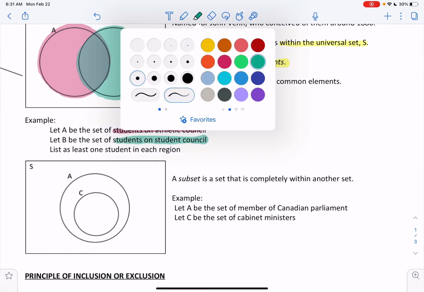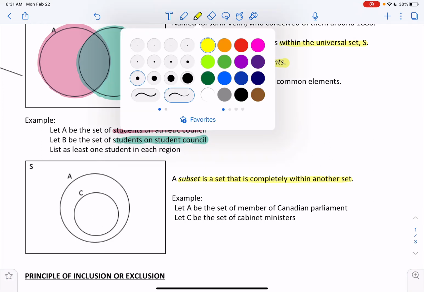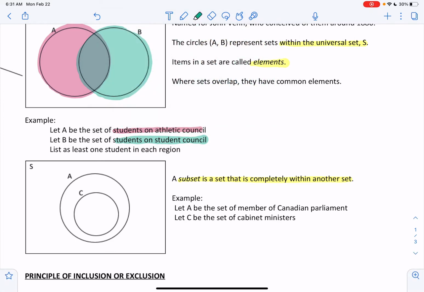Now our next definition is a subset. A subset is a set that is completely within another set. So for example, A is going to represent the set of members of Canadian Parliament. So all of A here is our members of Canadian Parliament. And then fully within that set, we notice set C. And set C is the set of cabinet ministers. And all of these cabinet ministers are also members of Canadian Parliament, so all of them fit within that other set.